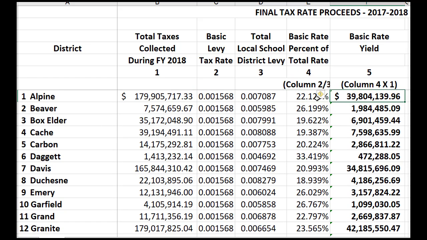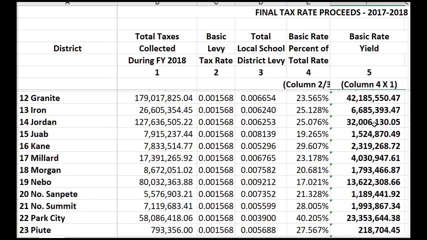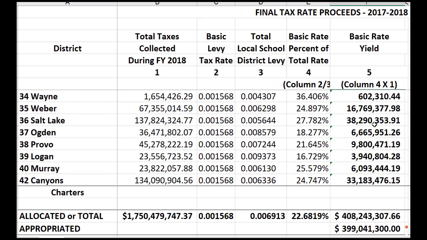The fifth column is the calculated minimum basic tax rate yield. This rate is calculated by taking the minimum basic tax rate percentage from column 4 and multiplying it by the total taxes collected, or the total collections in column 1. This is the amount of revenue generated from each school district levying the minimum basic tax rate. You can see, like for Alpine, the basic rate is generating almost $40 million, and it varies again by each school district and their assessed valuations.